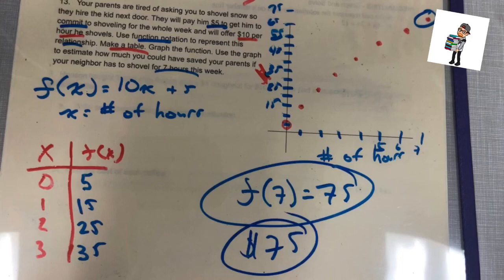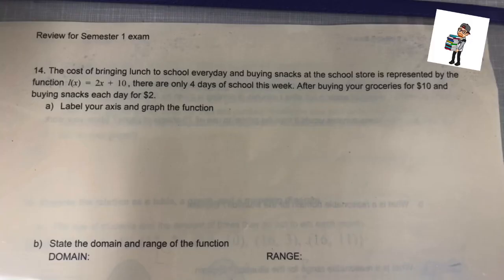By continuing the graph or the table or even plugging in 7 into the function notation, you get $75. This situation is very similar. It's just kind of working backwards. You already have the function notation. So for 4 days of school, what's this going to look like for the amount of money you're spending?